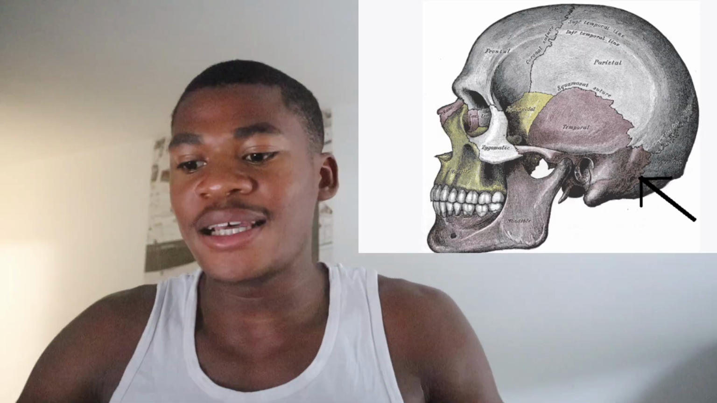The next key feature of your temporal bone is your mastoid process, and that's a large blunt-like projection behind the ear. So you can feel your mastoid bone. If you take your fingers and go behind your ear, you should feel a blunt bone right there. That also acts as an attachment for neck muscles.